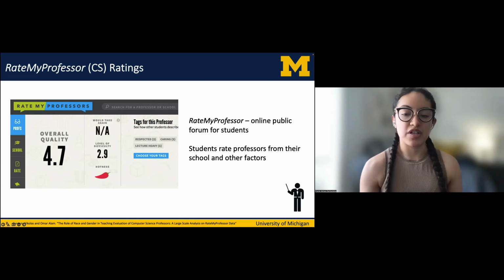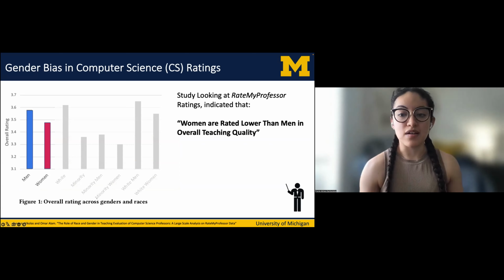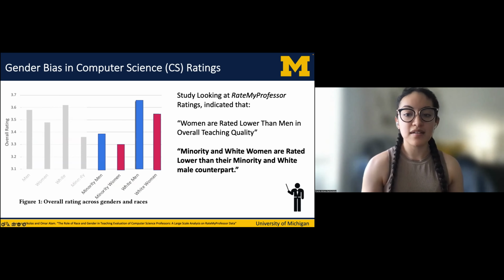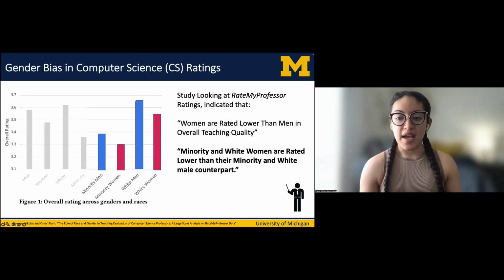Now, the authors of this particular study focused on scores for professors teaching only computer science, and the ratings would range from 1 to 5, 1 being the worst and 5 being the best. And of course, what they found was not surprising. Women are rated lower than men in overall teaching quality, as noted on the bar graph, where men are in blue and women are in pink. Even further, they found that these biases still held true when populations were separated into races. Minority women are rated lower than minority men, and white women are rated lower than white men. Well, in summary, they found that gender biases exist in the ratings of computer science professors.